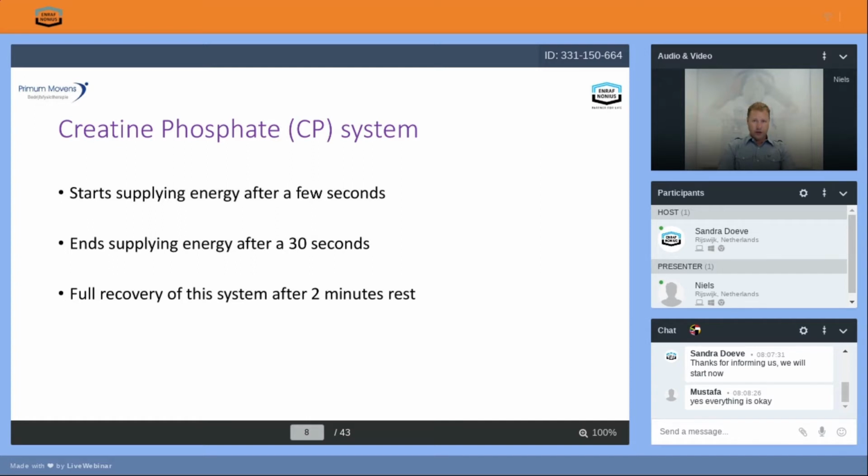It's quite important to realize that if you take a 2-minute rest, this system fully recovers, up to 98, 99% recovery. So when you do strength exercises like we discussed last week, a lot of strength exercises do not take more than 1.5 minutes of activity, which means that when you do strength exercises, you are often using the creatine phosphate system and you're training it.